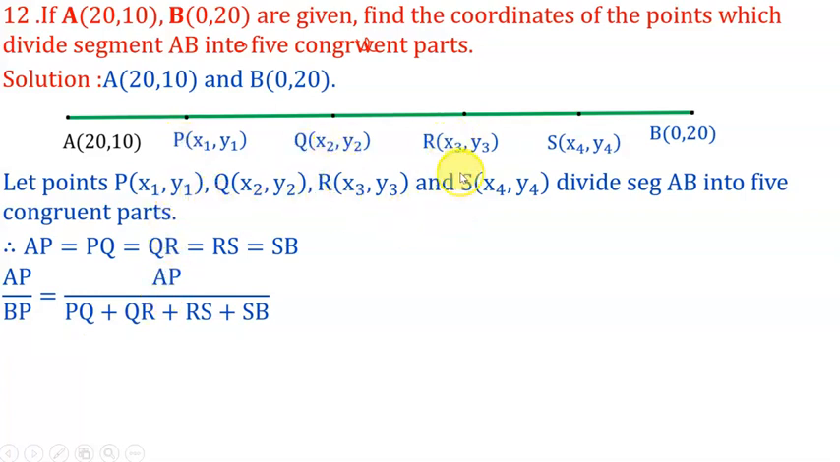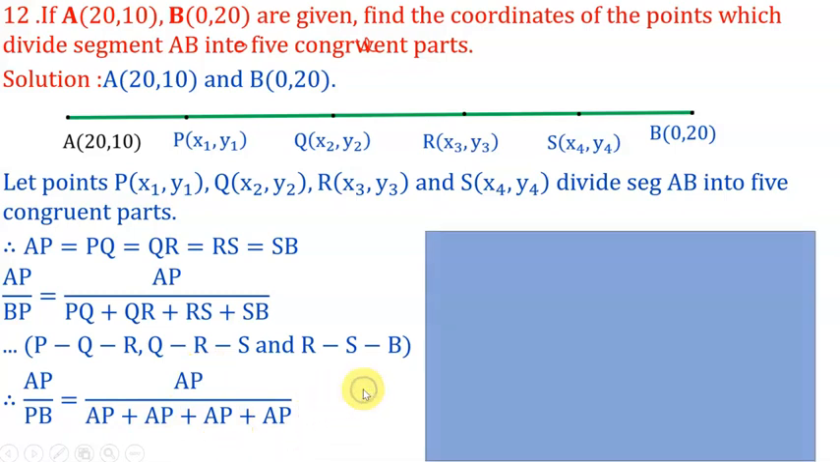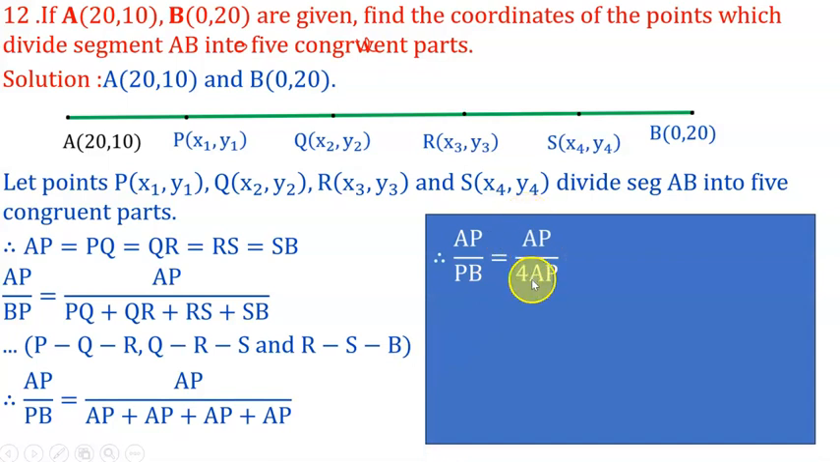PQ plus QR plus RS plus SB. Okay, now all these parts are equal, that is PQ is replaced by AP, QR is also replaced by AP, RS is also replaced by AP, SB is also replaced by AP. Therefore, finally we have here AP upon BP is equal to AP upon AP plus AP plus AP plus AP, means what, 4 times AP, and therefore you will get the ratio AP upon 4AP, that is equal to AP upon BP is equal to 1 upon 4.